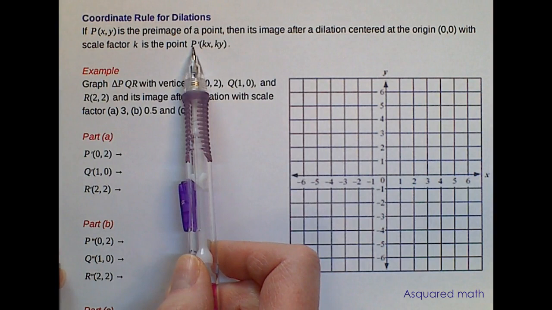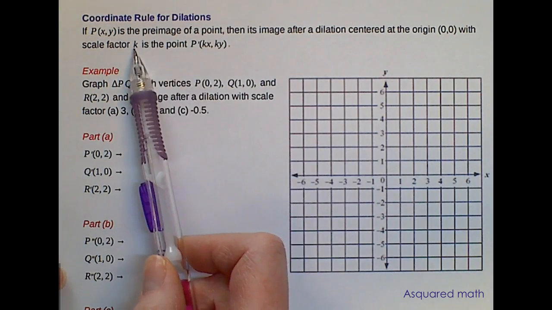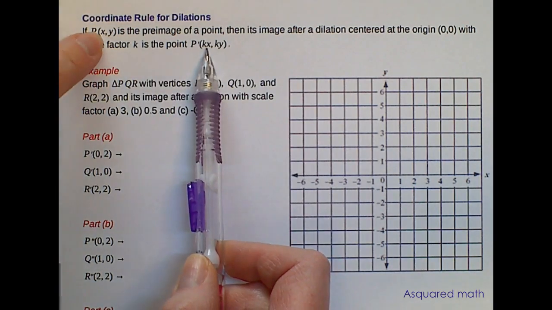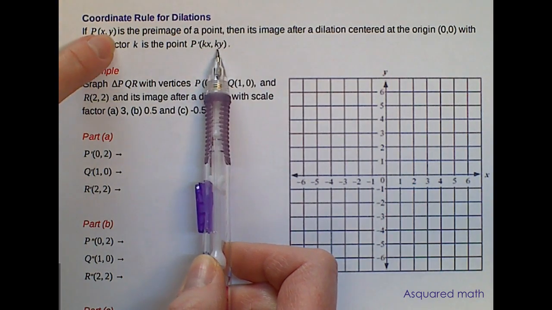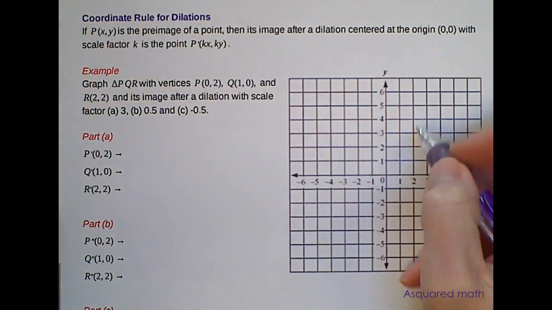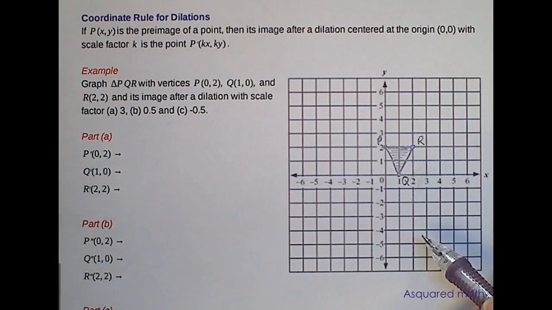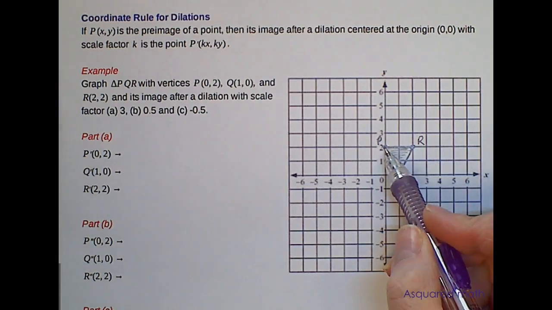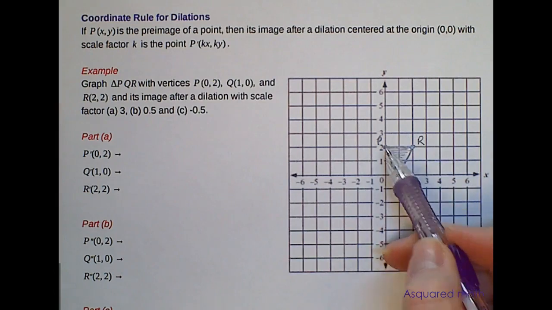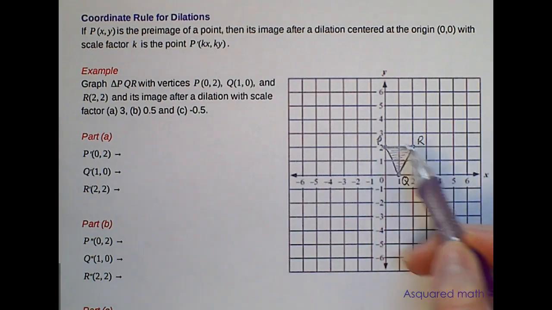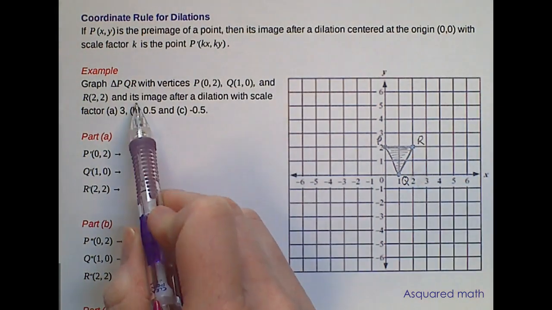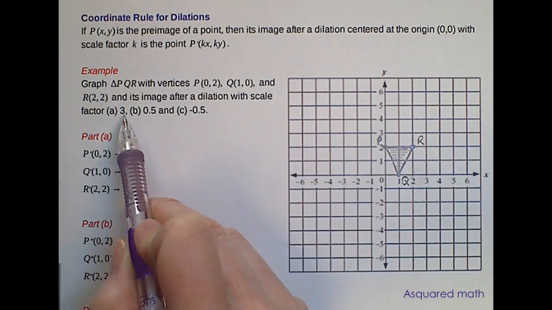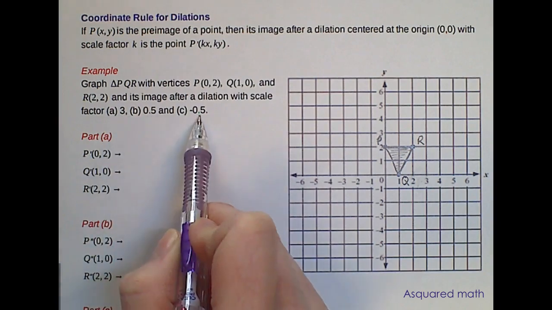And in order to figure out that P prime, you take that scale factor and you multiply it by the original x value from your original point and the original y value from that original point, and you'll get your P prime. Let me graph this really quick for you. I graphed this triangle PQR, and we're at the point of P, which is (0, 2), Q, which is (1, 0), and R, which is (2, 2). And it's asking us to make these dilations with a scale factor of 3, 1/2, and -1/2.